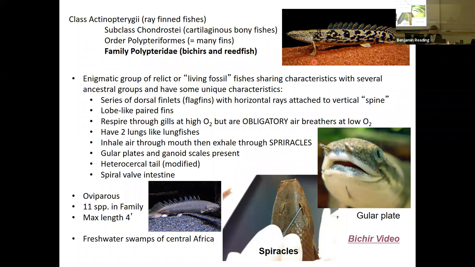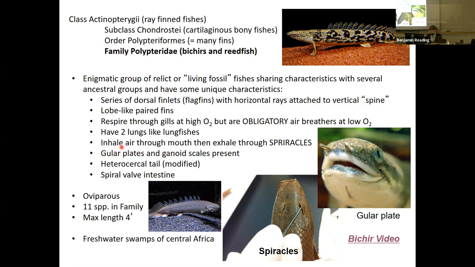They're not as free moving as the lungfish, but they actually can breathe a little bit of air. And so they can come out as long as they stay wet. And they can walk around on those fins. They respire through their gills in water at high oxygen concentrations, but they're obligatory air breathers at low oxygen. So again, when their water is receding or at low dissolved oxygen, they can actually breathe using their swim bladder. They have two lungs, just like the lungfish. That swim bladder is really a lung.